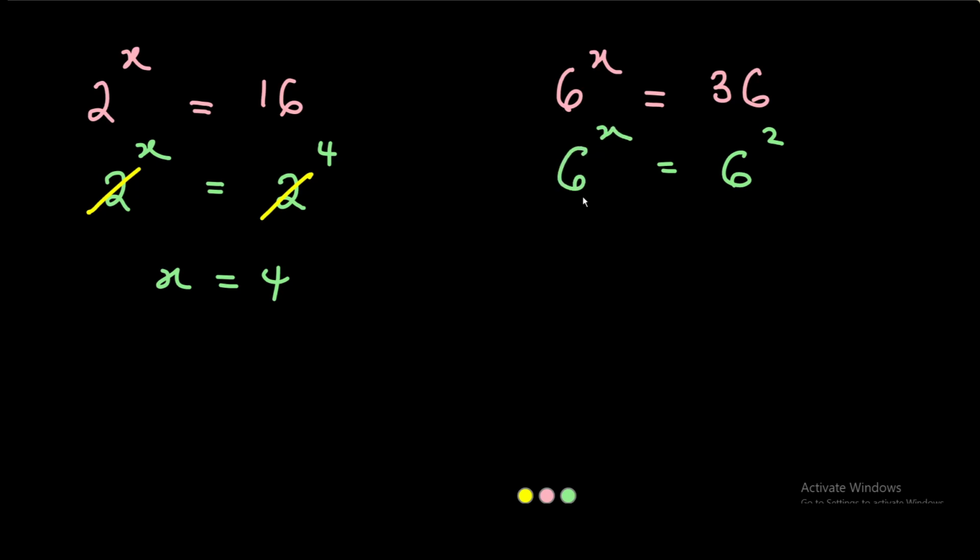And then you can see that on both sides of the equation, you have 6 as the base. So we're going to cancel out the base. So what we'll have left is x is equal to 2.